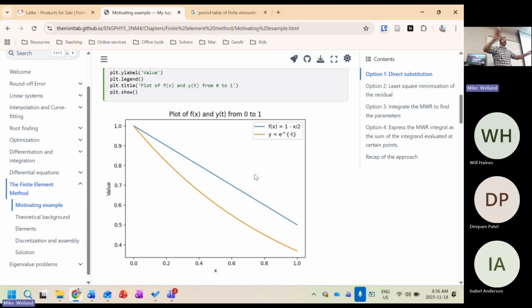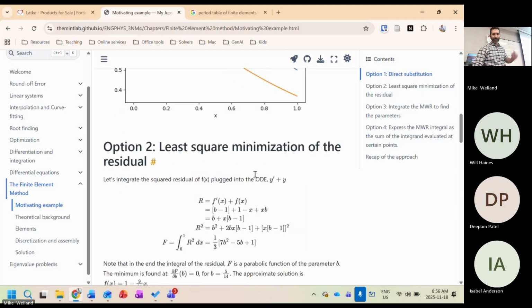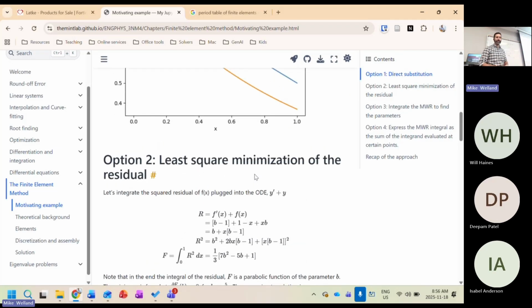Squaring will normalize, because if you just want to minimize the residual, your solution would end up being a straight line going all the way down, because that would be a negative. Negatives are less than positives, so minimize. But what you actually mean is you're going to minimize the squared error, so that you're avoiding all that. Okay. Excellent answer. Let's try that. Least squared minimization of the residual.